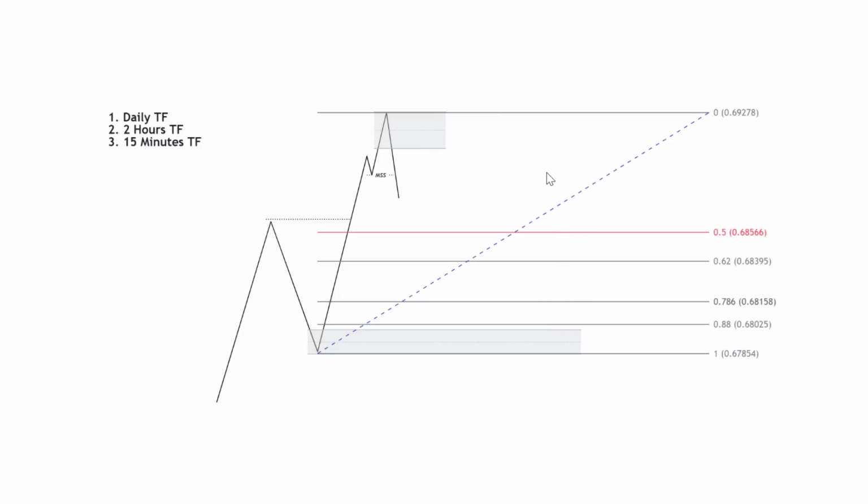Okay, I actually have a lesson on the Fibonacci tool. Maybe you can look for it, or I can try to link it in the description so you can check it after.